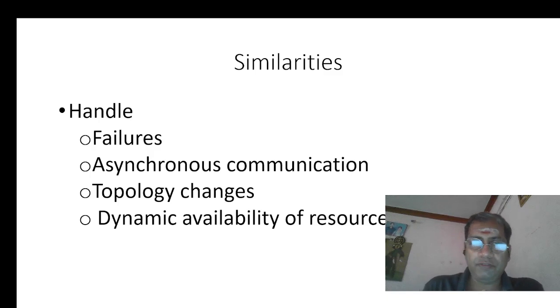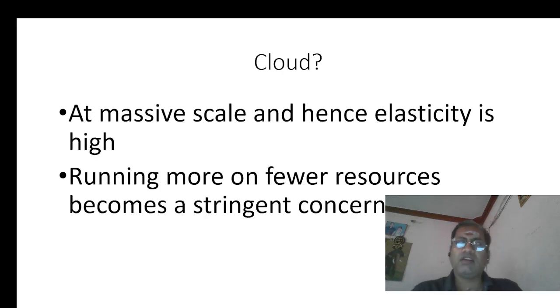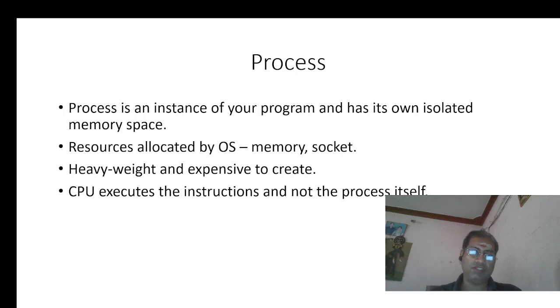You still need to handle failure. We have to know that this is asynchronous communication, which happens a lot in complex distributed applications, and the topology also changes, and there is a need for the dynamic availability of resources. Can the cloud come to the rescue? At massive scale, and hence elasticity is high, we are in a situation where we need to be running more on fewer resources and it becomes a stringent concern.